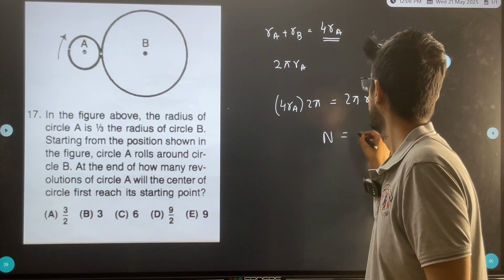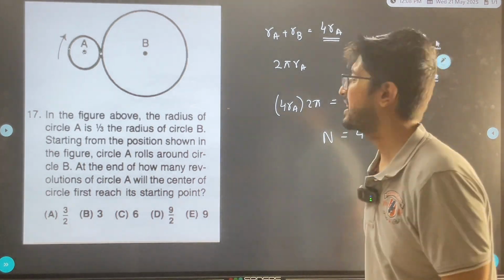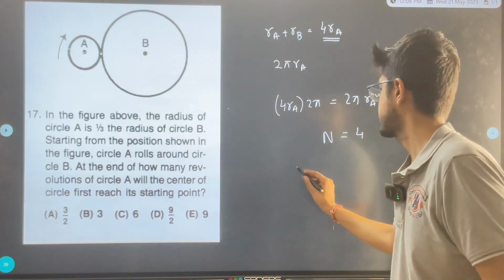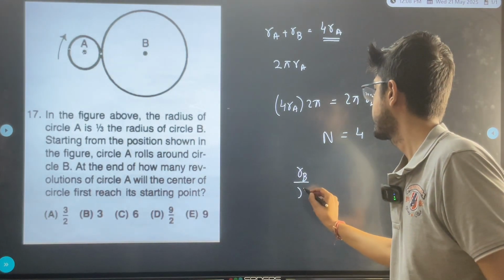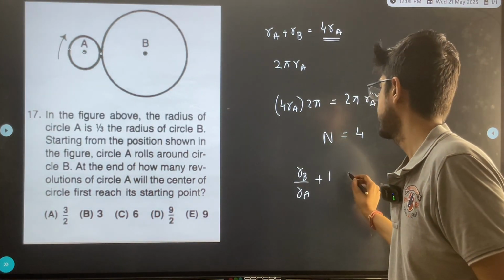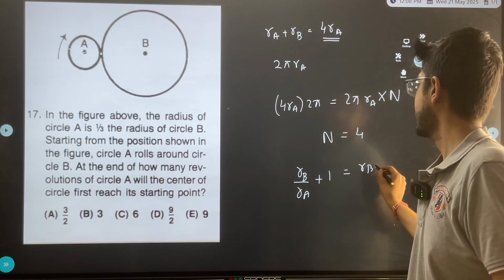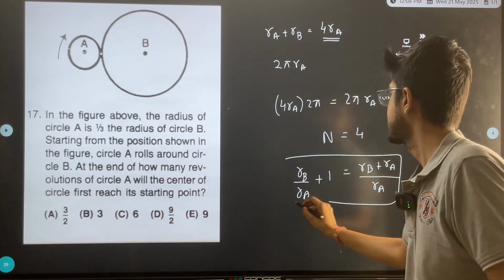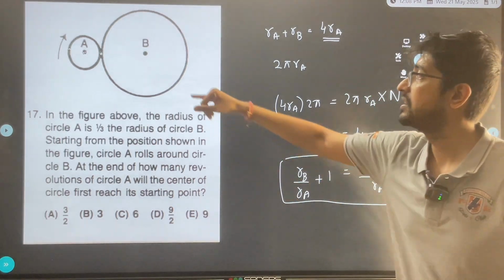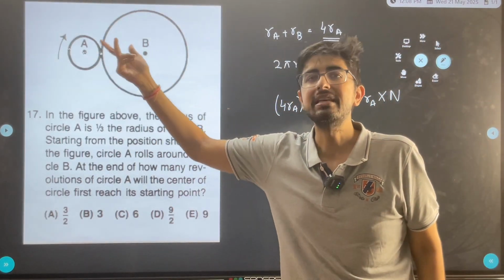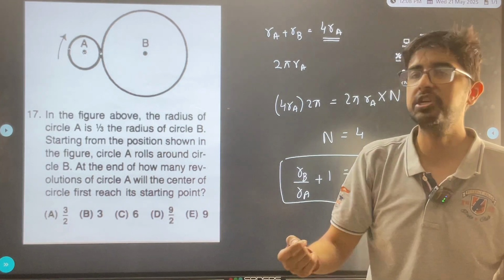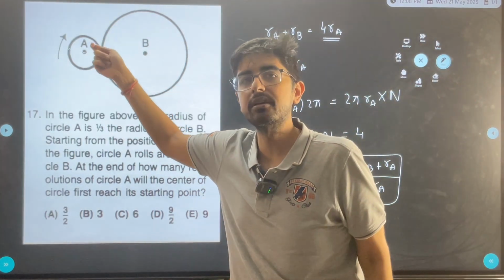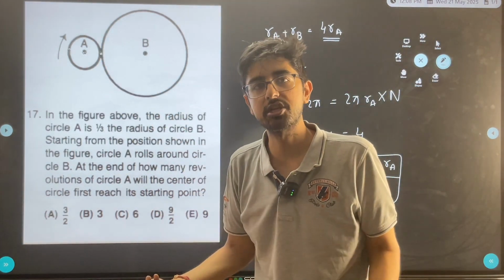n is equal to 4. The generic formula to solve such questions is RB by RA plus 1, which is equivalent to RB plus RA by RA, and this comes from the fact that the center of A is the one whose position is not changing even though every other point on wheel A is changing.